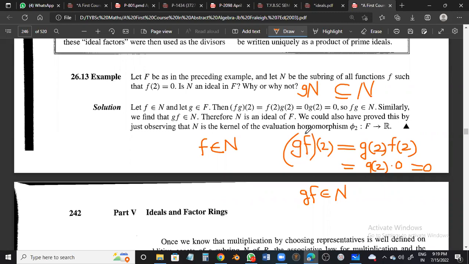So I calculated the value of GF at 2. It becomes G of 2 into F of 2. I repeat, it becomes G of 2 into F of 2. And F of 2, you know better, the value is 0. So what you got is the answer 0. So GF belongs to N. Followed my point?